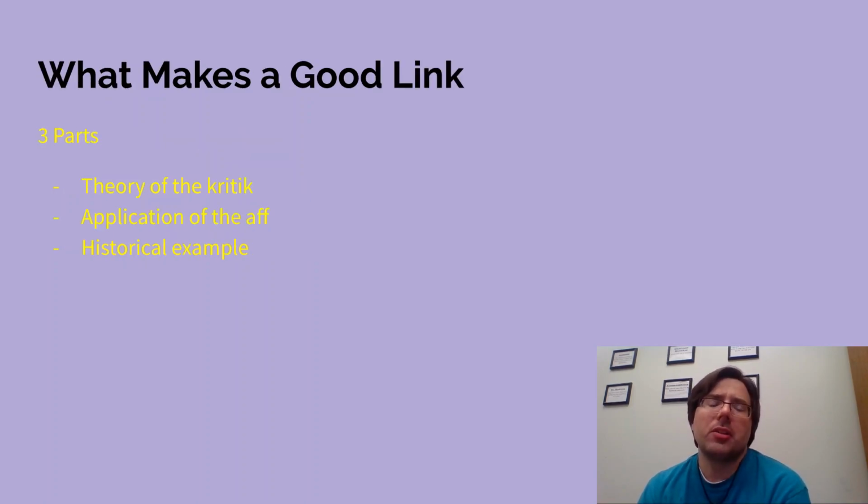First, what makes a good link? There are three parts to any good link argument. The first is going to be the theory of the critique. Usually this is going to be the explanation that is described inside of the piece of evidence that you are reading. How does it describe the assumptions being flawed that the affirmative used inside of its analysis? The second thing you're going to do is parse through that theory and run parallel or connect the theory to the affirmative. How is the affirmative doing something that is being implicated by the piece of evidence?